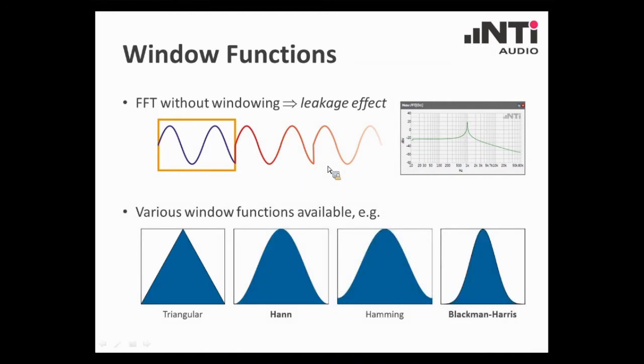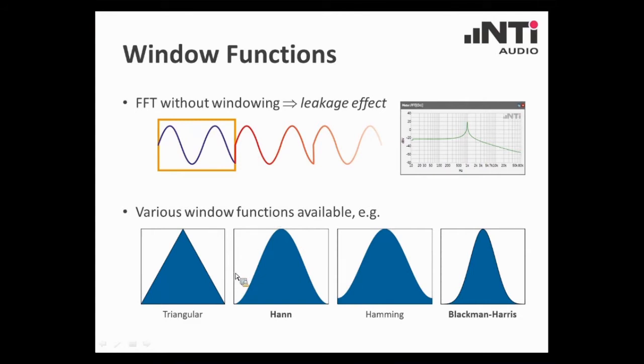And actually, there are many different window functions available. I have plotted just 4 examples here on my slide. These window functions, you see here, are the shapes in the time domain. So that means that these window functions attenuate the fade in and the fade out part of the sampled segment of our input signal. And this way, they smoothen the transitions between these segments, which results in a reduction of this leakage effect.